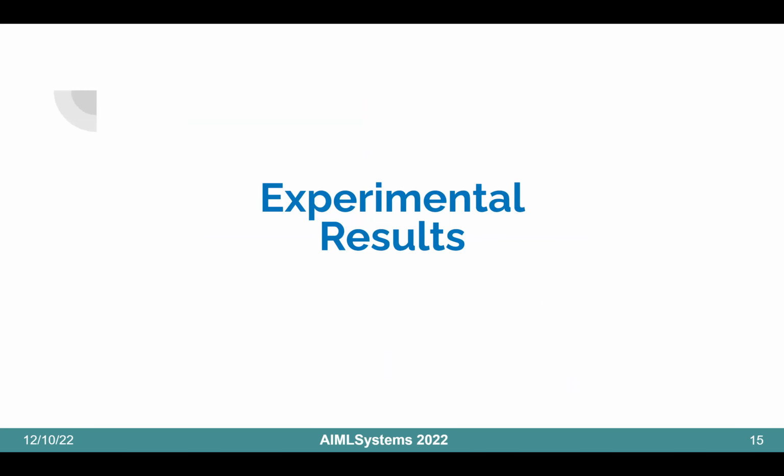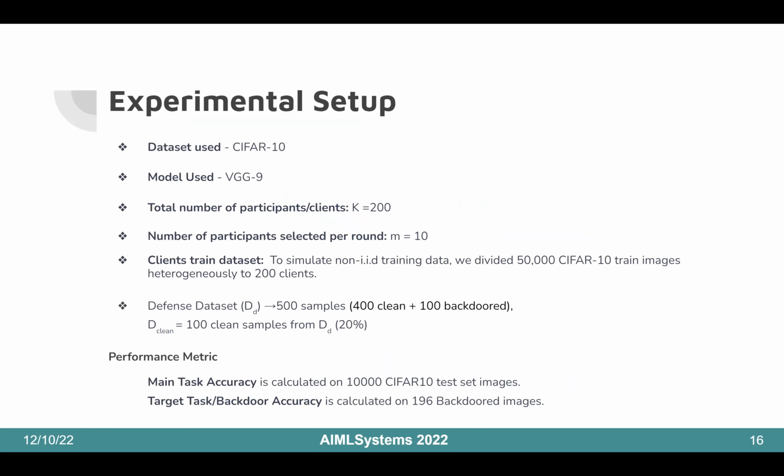Coming to the results section. We have trained a VGG9 model on the CIFAR10 dataset. We have experimented with 200 clients in total, where 10 random clients are selected in every round. To simulate non-IID training data, we have divided the CIFAR10 training images heterogeneously among the 200 clients for training the local model. Our defense dataset DD contains 500 examples, out of which 400 are clean and 100 are backdoored. We have prior knowledge of 100 clean examples from DD that we call dclean.